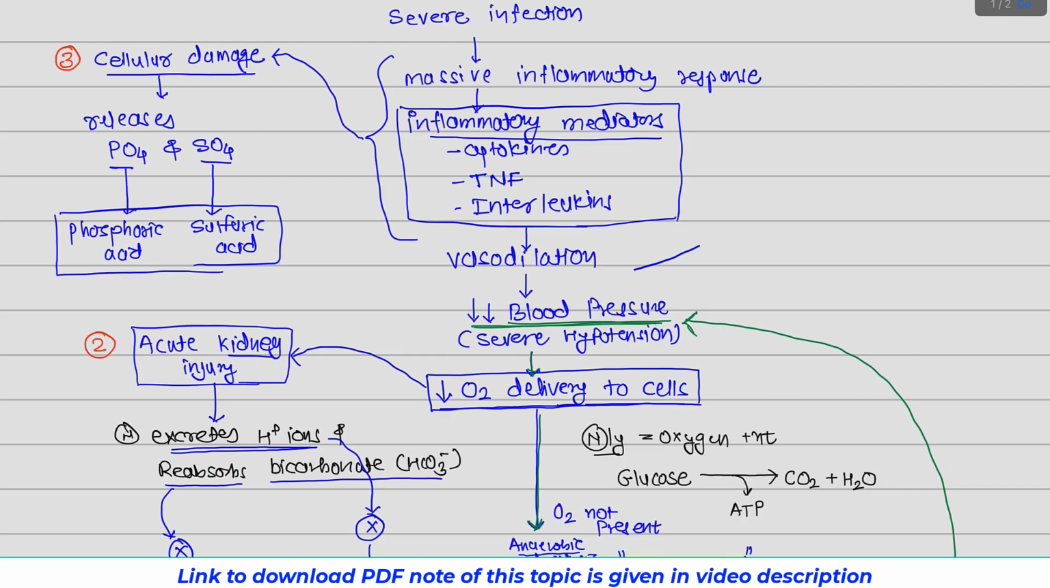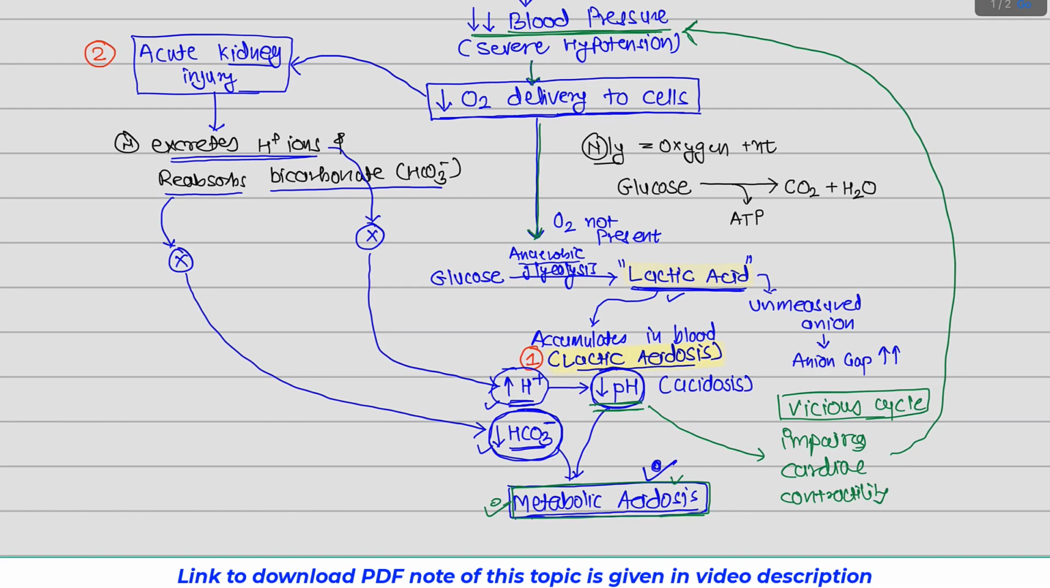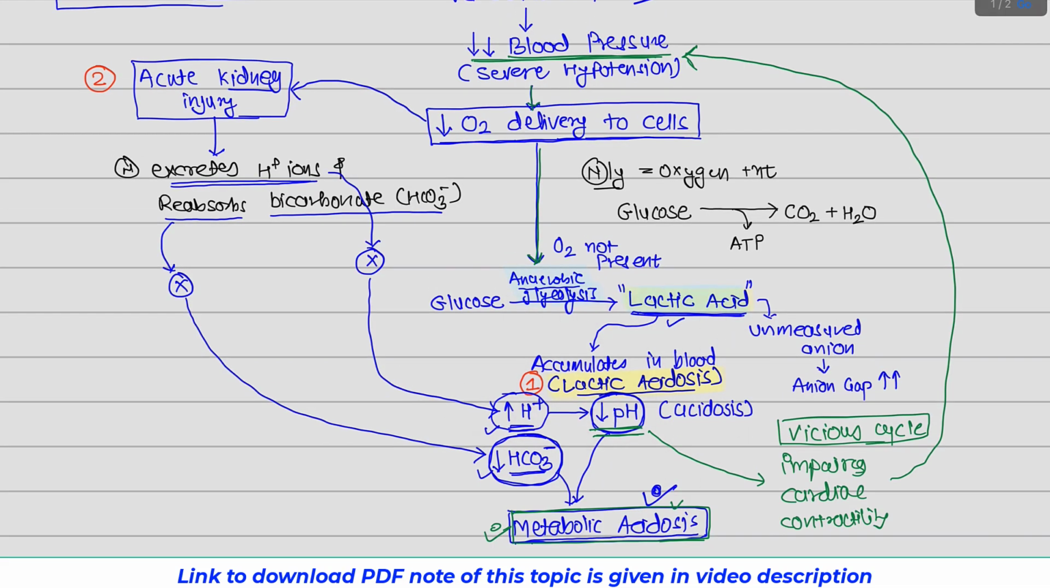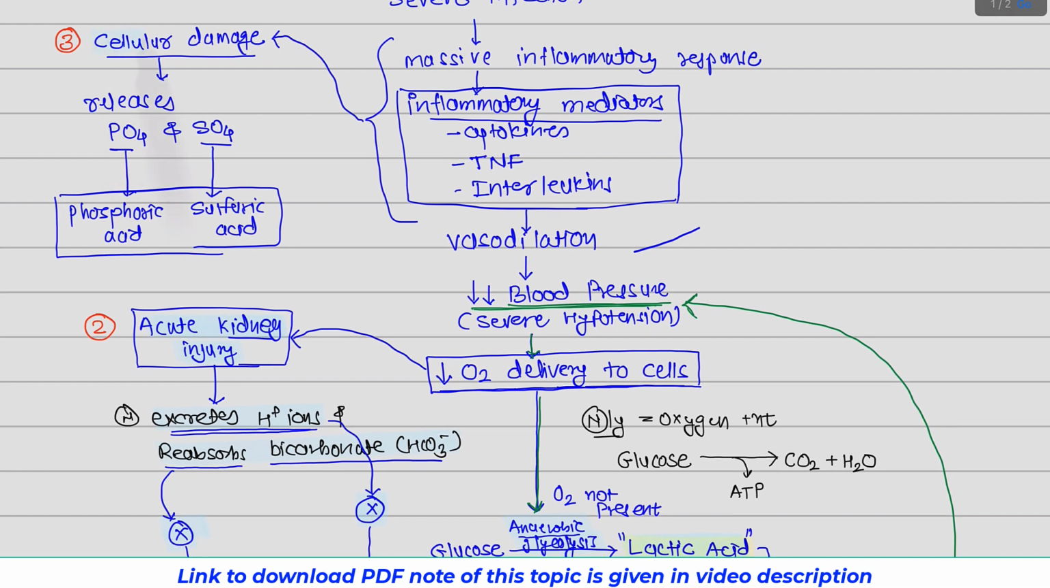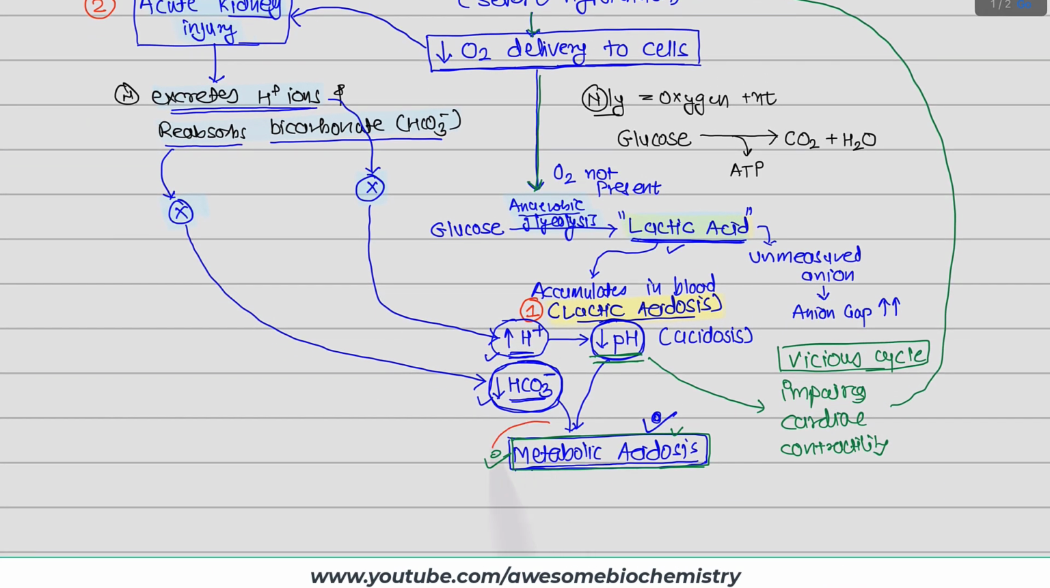So let's summarize everything. Septic shock leads to metabolic acidosis through three main reasons. First, circulatory dysfunction forces cells into anaerobic metabolism, producing lactic acid. Second, kidney injury prevents acid excretion and bicarbonate retention. And third, cellular damage releases acid forming substances. Together, this creates a severe metabolic acidosis that worsens shock and increases mortality.